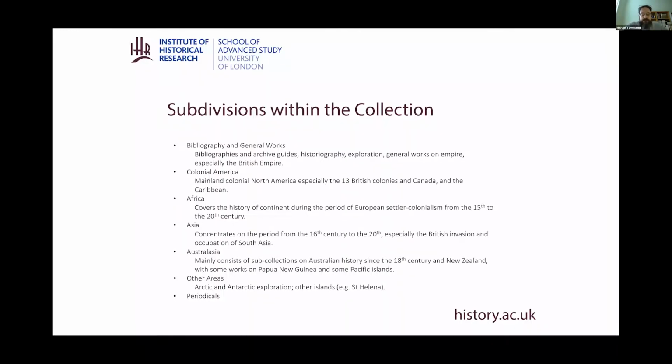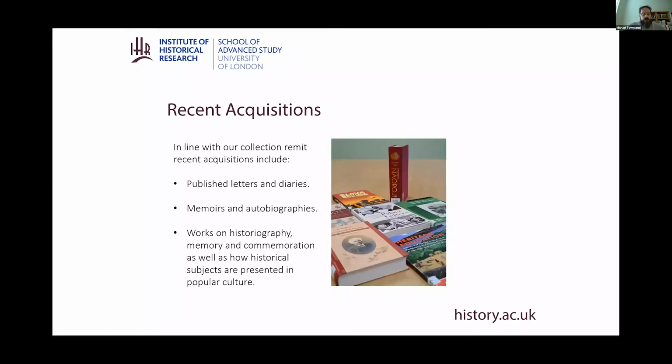Then the other sub-collections cover areas from Africa to Australasia, each with varying strengths. So, for example, the African collection has quite a lot of material on 19th and early 20th century South Africa, while the majority of titles in the Asia collection are about the British invasion and occupation of India. As with our other collections, new titles are added all the time. During 2021, over 200 titles were added, including editions of letters, papers, diaries, and memoirs, as well as works on historiography and how the colonial past has been remembered.